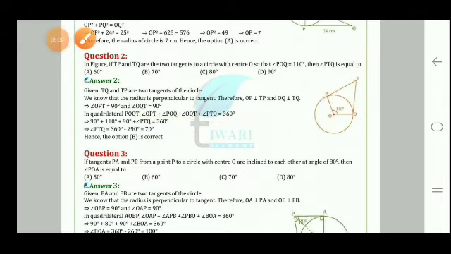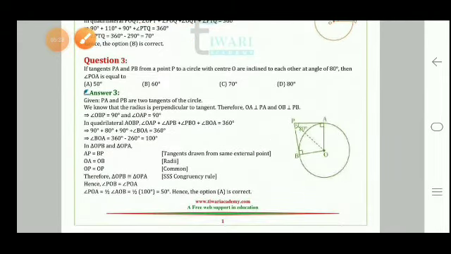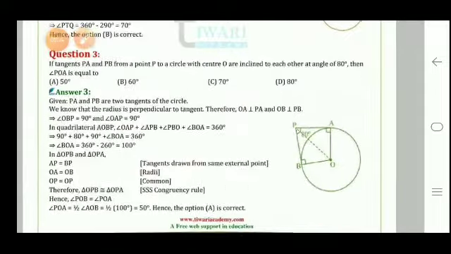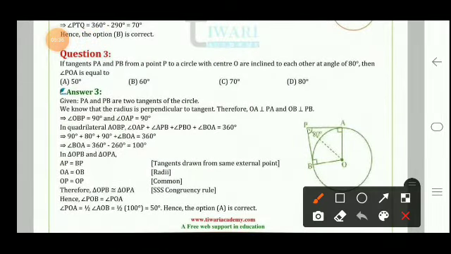Simple, yes. Now moving towards question number 3. In question number 3 we can see the tangents PA and PB. PA and PB are the tangents given here, and the tangents from point P to the circle with the center O are inclined to each other at an angle of 80 degree. So this angle is given as 80 degree. Then we have to find angle POA. So this angle we have to find.